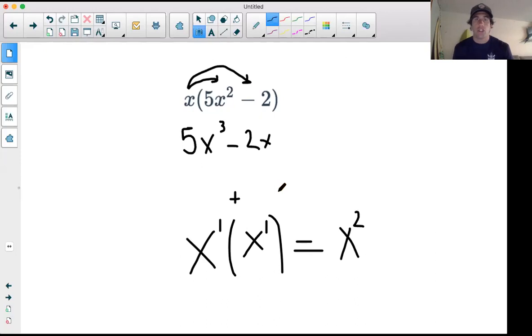Remember, coefficients are the terms in front of the variable. Those you just do the operation, which in this case is going to be multiplying. So technically the coefficient here was 1, so I did 1 times 5 to give me that 5 here, right? 1x times negative 2 is just negative 2x, simple, okay?